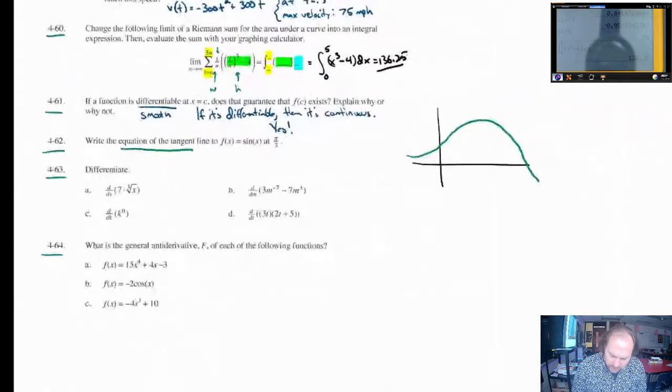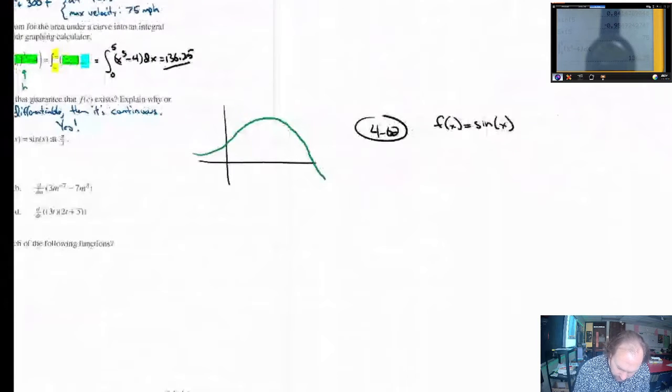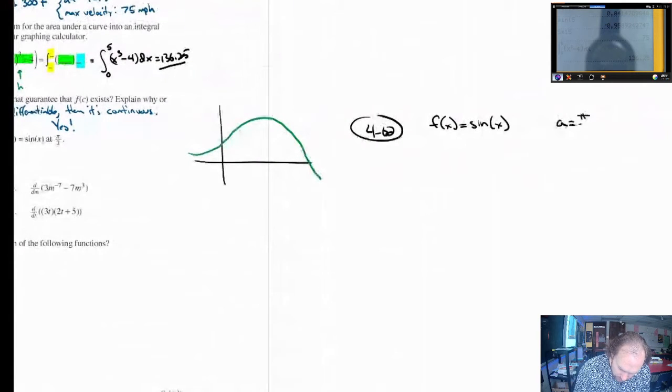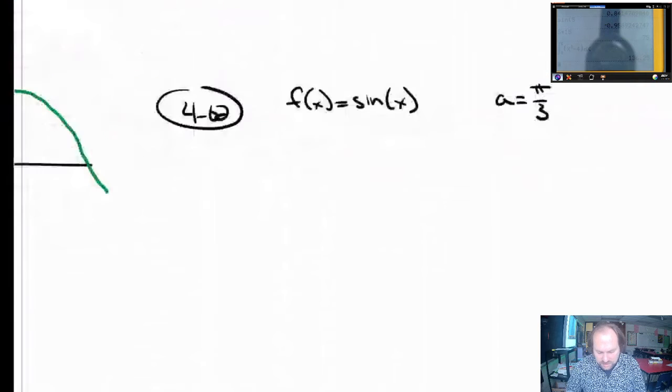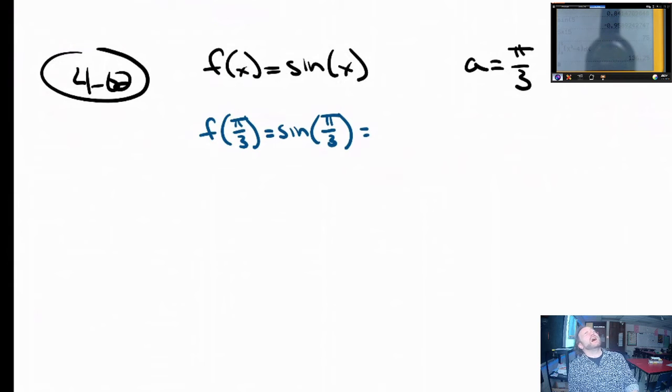I'm going to do the work over here on the side, 62. So we have an original problem, f of x is equal to sine of x. And we are kind of given this value of a equals pi over 3. So what we need to make the equation of a tangent line, we need to know what f of pi over 3 is. That's pretty easy, sine of pi over 3, which if I remember my unit circle correctly, I always got to think about where it is. The sine is going to be taller, so it's going to be the square root of 3 over 2.